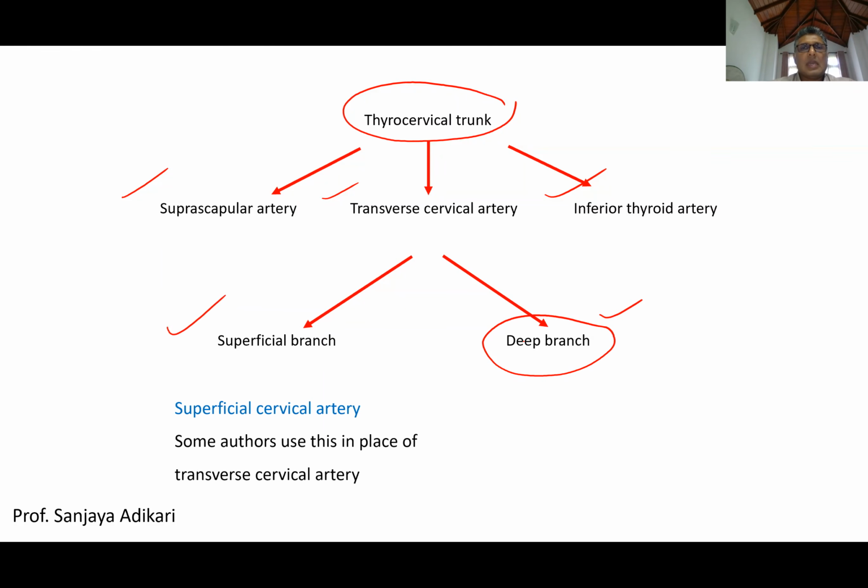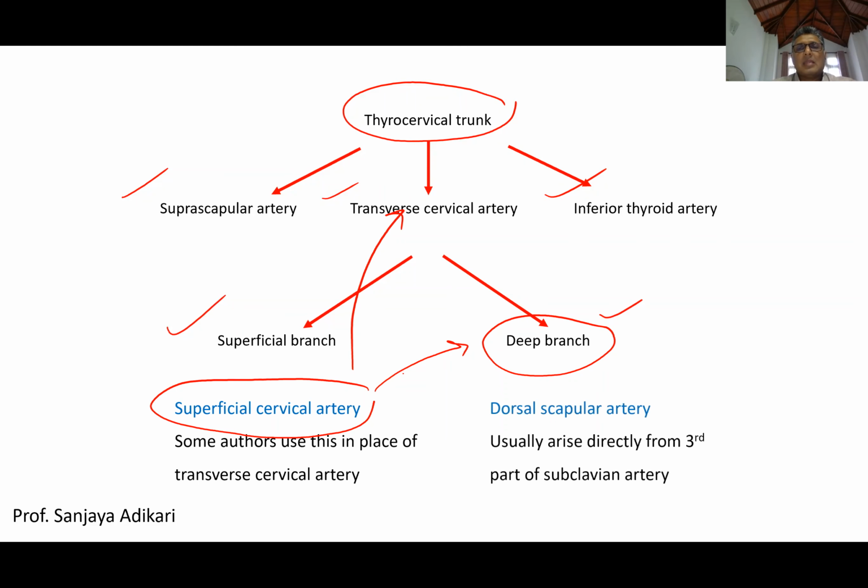But some authors use a different name. They use the term superficial cervical artery instead of transverse cervical artery. So when they use superficial cervical artery, they have to say the deep branch of the superficial cervical artery is the one involved in the scapular anastomosis. Then there's another confusion, the dorsal scapular artery, because this deep branch is called the dorsal scapular artery actually, which is involved in the scapular anastomosis.